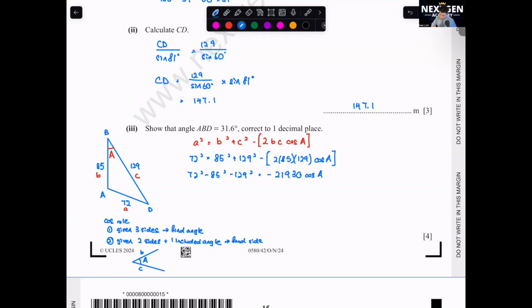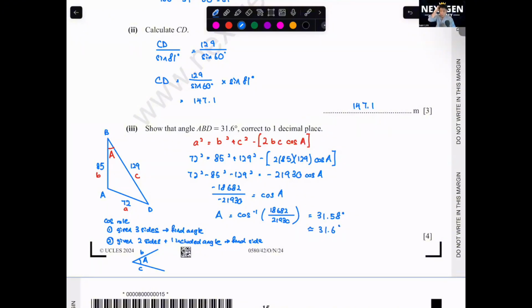So 72 square minus 85 square minus 129 square will be minus 18682, divided by minus 21930, equals cos A. Which we'll get, A equals inverse cos of 18682 divided by 21930. This one you all use the exact value, I think will be better. You inverse cos this, we will get 31.58 degrees. Then you get 31.6.